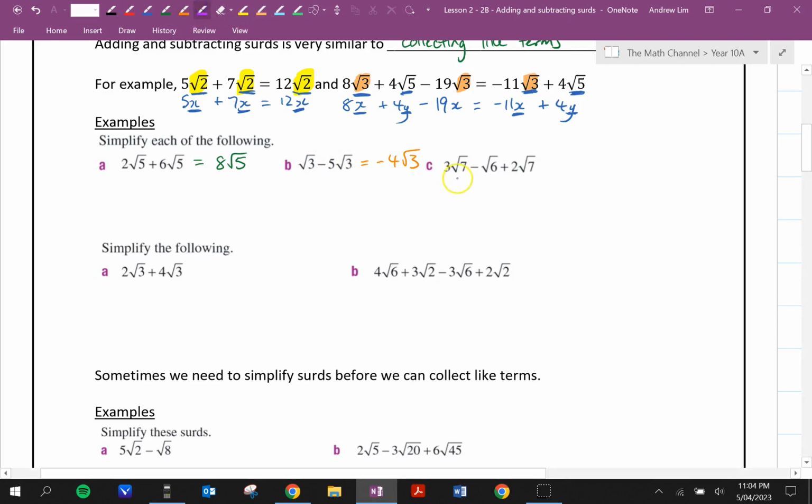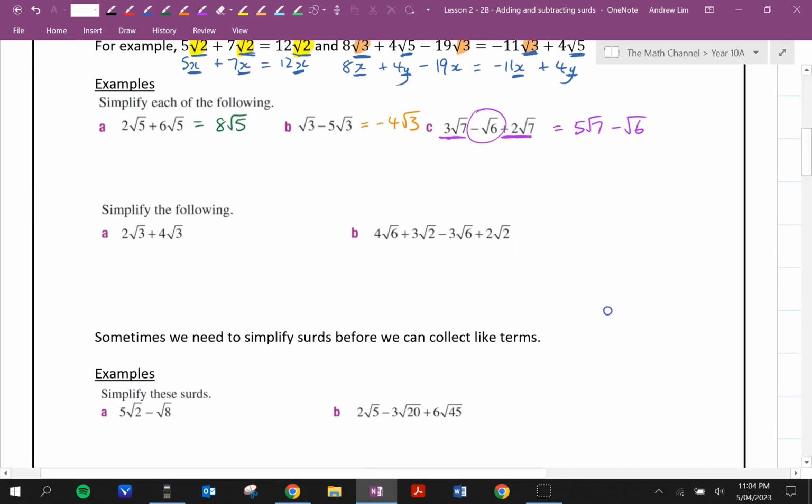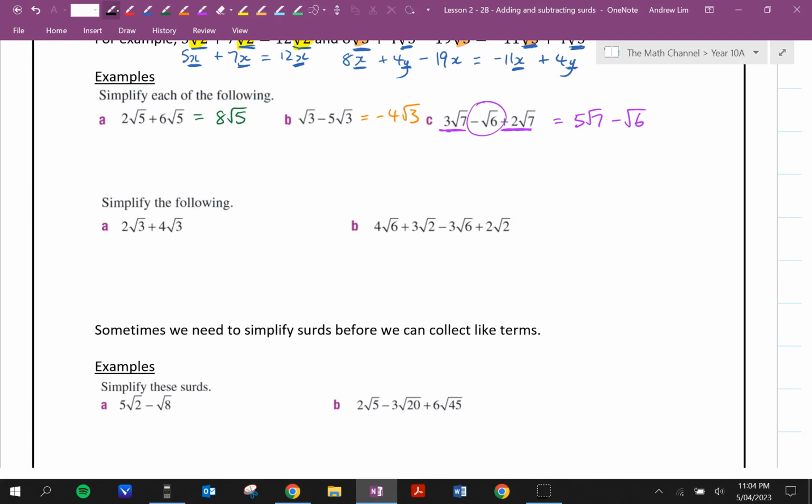Question C, 3 root 7 plus 2 root 7 is 5 root 7, and we still have to write out minus root 6. So have a go with question A and B. Alright, so this one is just 6 root 3. And question B, 4 root 6 minus 3 root 6 is just root 6. 3 root 2 plus 2 root 2 is 5 root 2.